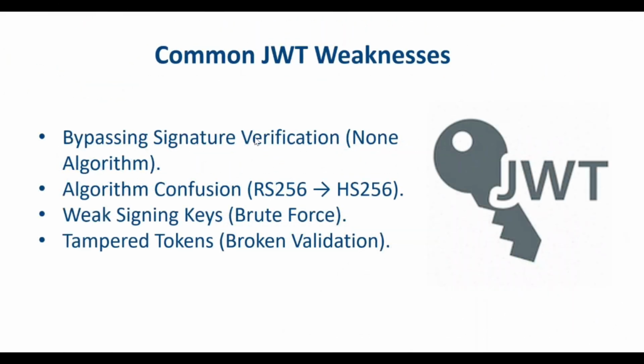Vulnerabilities under the JWT token. In this video we will be checking out the different weaknesses, beginning with the bypassing of signature verification. As I told you, the first segment of the JWT is the header. Under the header, there is the algorithm that is specified. We will try to remove that algorithm and check if the JWT token is still verifying or not. If it is still validating, then that can be a vulnerability.